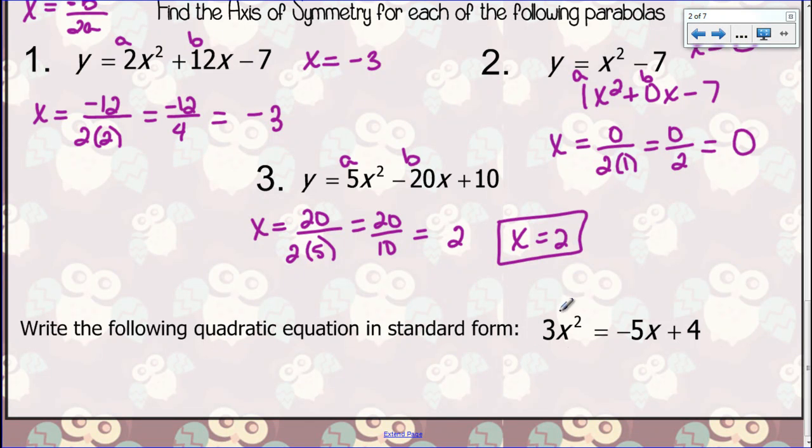I'm going to get this 3x squared and move it to the other side. That's what I want to do. And so in order to do that, I'm going to have to subtract 3x squared. And then I have to subtract it from over here. But see, there's nothing to subtract it from.